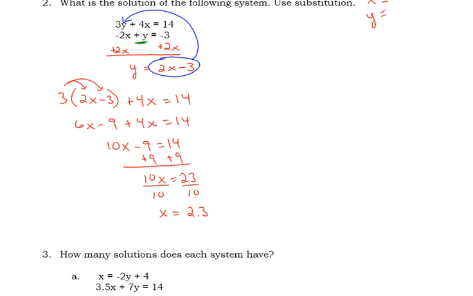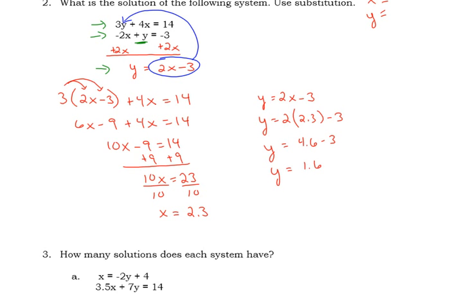So you can use 3y plus 4x equals 14. You can use -2x plus y equals -3. Or you could use the one that we created, y equals 2x minus 3. I'm going to use the easiest one, which is y equals 2x minus 3. Now we're looking for y, and we found what x was, which was 2.3. Two times 2.3 is 4.6, minus 3, which is 1.6.